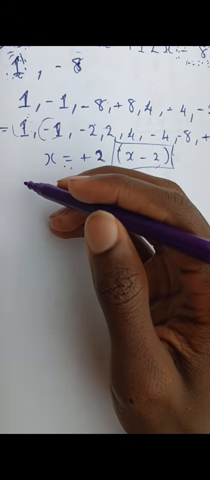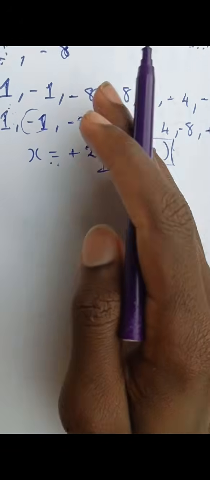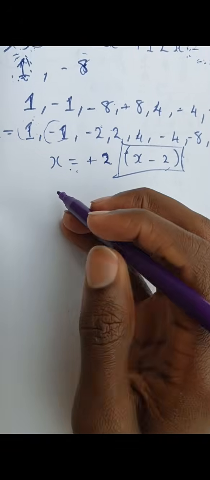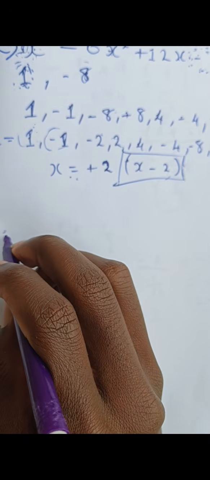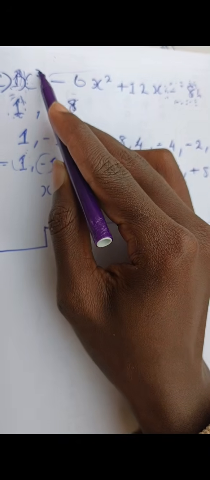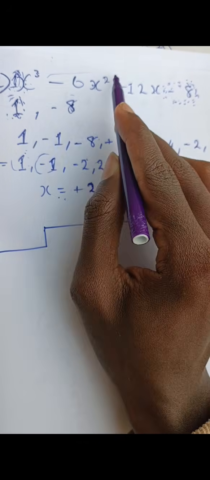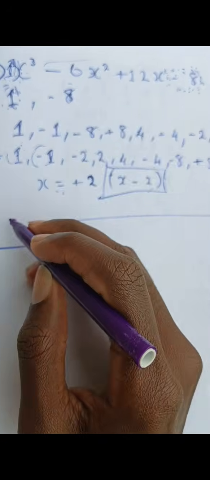We are going to use long division. I mean, if you want, you can use long division, but the easiest one is synthetic division. So synthetic division goes like this. Make sure that the powers are dropping accordingly. So 3, 2, 1. Okay, nice one.